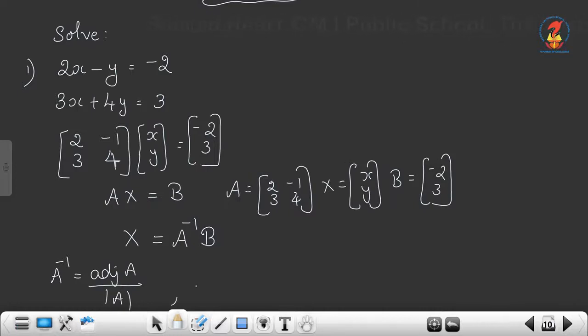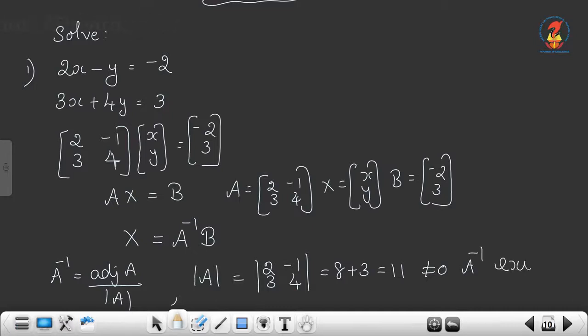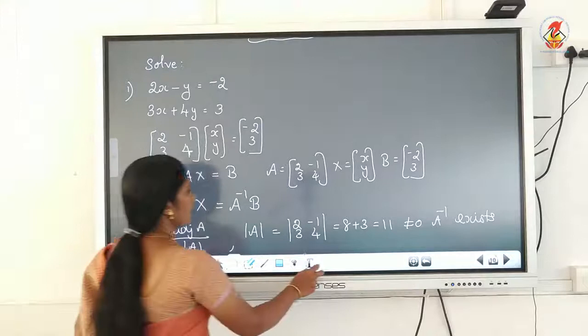So we have to find determinant A. What is determinant A? Determinant of 2, minus 1, 3, 4. That is 8 plus 3, that is equal to 11, not equal to 0. So A inverse exists. That is, A is non-singular. If determinant A is not equal to 0, we get a unique solution. Otherwise, we won't get a unique solution.